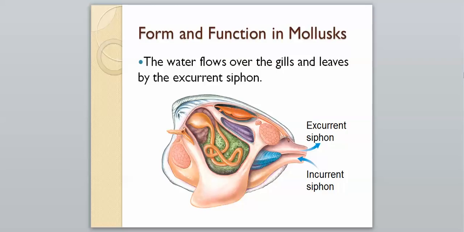If you can see here, this picture makes a lot of sense. We have the blue arrow pointing in. Incurrent just means it's taking the water in, and then it flows back out through the excurrent siphon. So that's just how they pull water in order to feed.